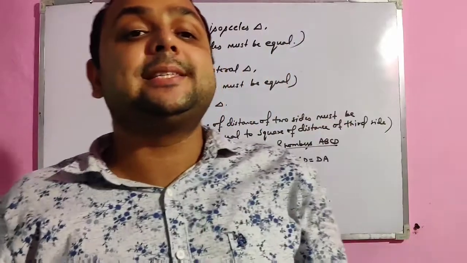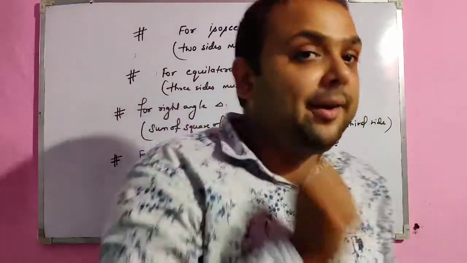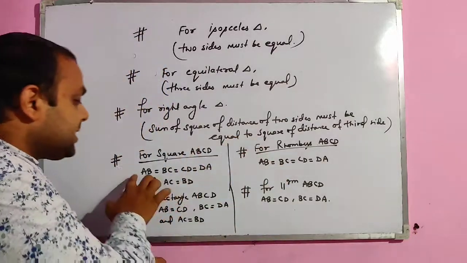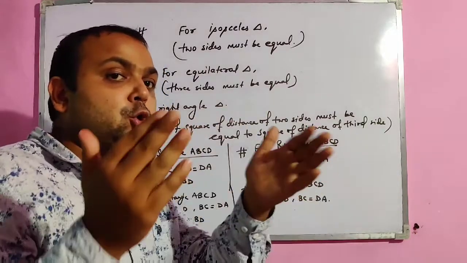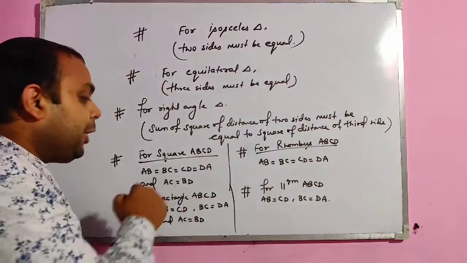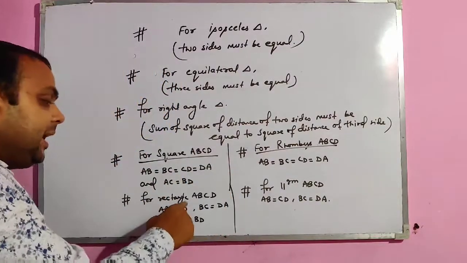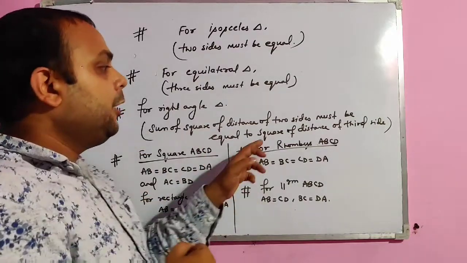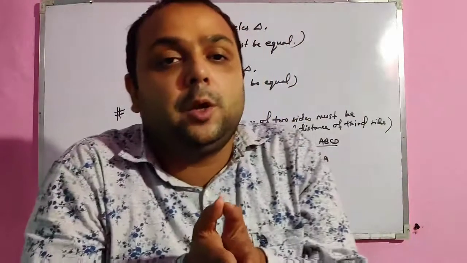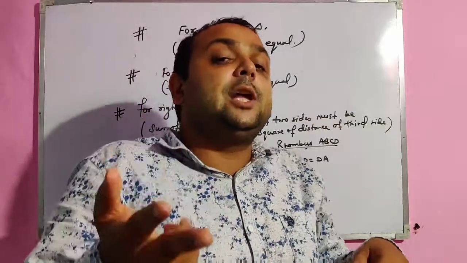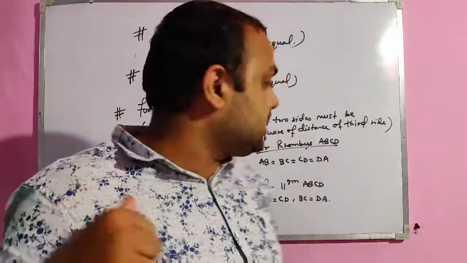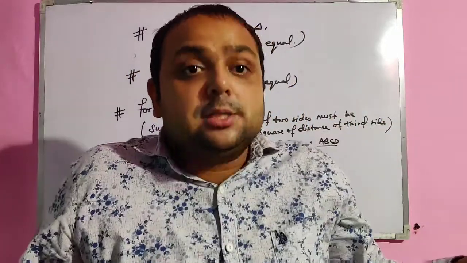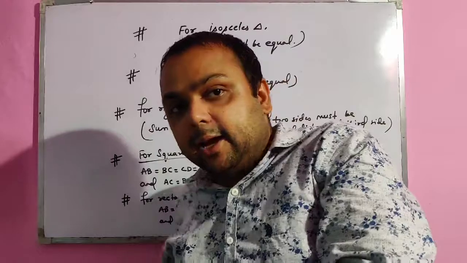The most important thing is the property related to quadrilaterals. So please see carefully. For square ABCD, all the sides must be equal, AB equal to BC equal to CD equal to DA, and the diagonals must also be equal. For a rectangle, opposite sides must be equal, and the diagonals must be equal. For a rhombus, only the sides must be equal, no need for the diagonals. If the diagonals are equal, then it is a square, not a rhombus. For a parallelogram, only the opposite sides need to be equal, not the diagonals. If the diagonals are equal, then it is a rectangle.